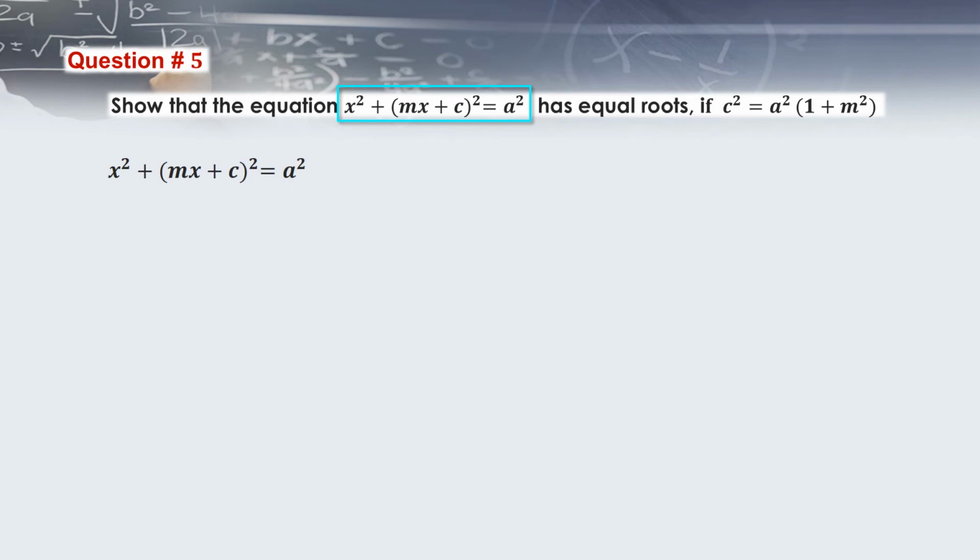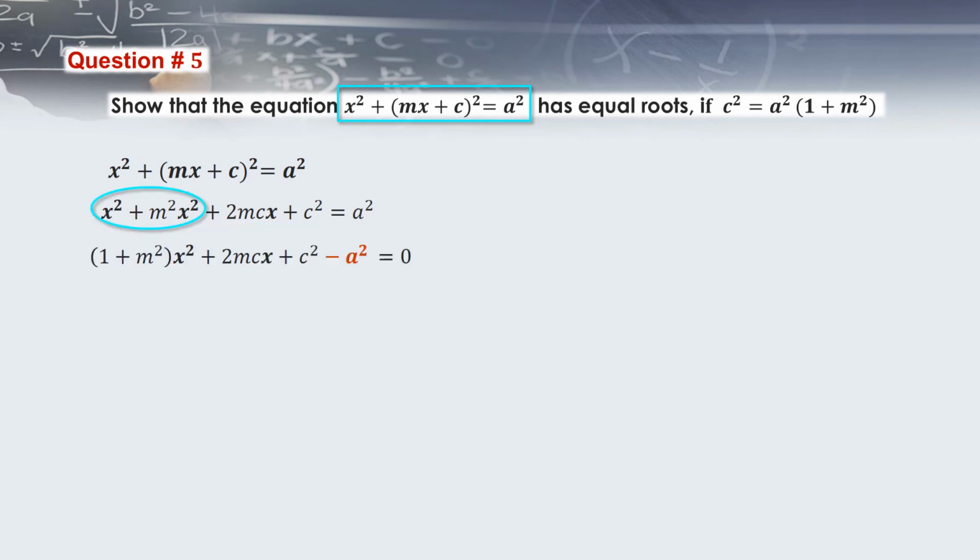For that, first we'll bring this quadratic equation into the form of standard quadratic equation by expanding the square of mx plus c, like this. Here these three terms have appeared because of expanding the square by the first identity. Also, notice that the variable is x only. m, c and a are simply the constants. Now the first two terms have x squared in common, and a squared when shifted to left hand side becomes minus a squared.